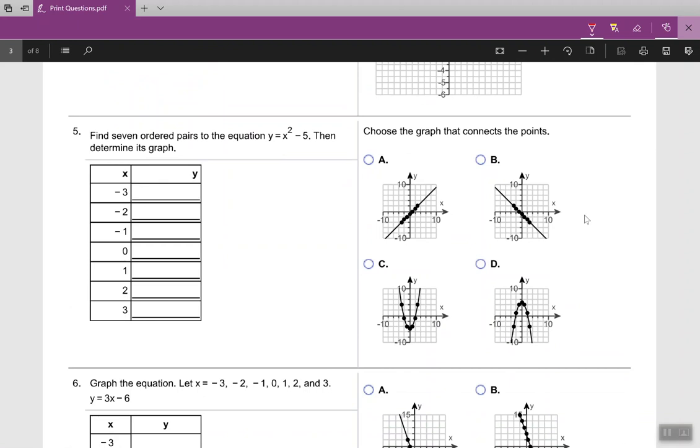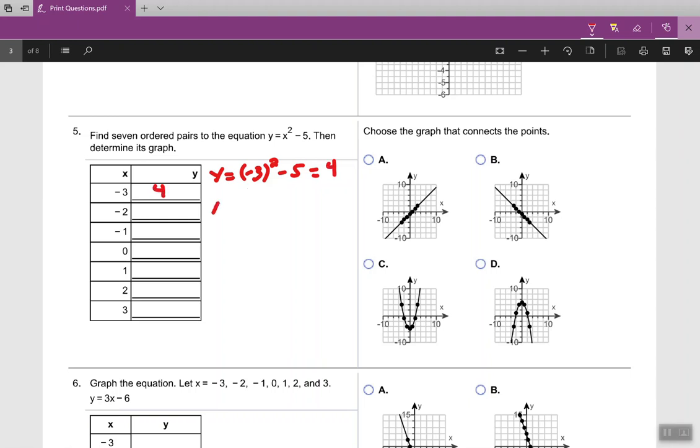All right, on this problem number 5 here, we're kind of shifting gears a little bit. It says find 7 ordered pairs to the equation y equals x squared minus 5, then determine its graph. So they give us some values to place in for x. We need to replace x with each one of those values and get the output for y. So we'll find out what happens when, first of all, x equals -3. So when x equals -3, we have -3 squared minus 5. And remember, -3 squared would be -3 times -3, which is +9, and 9 minus 5 would be 4.